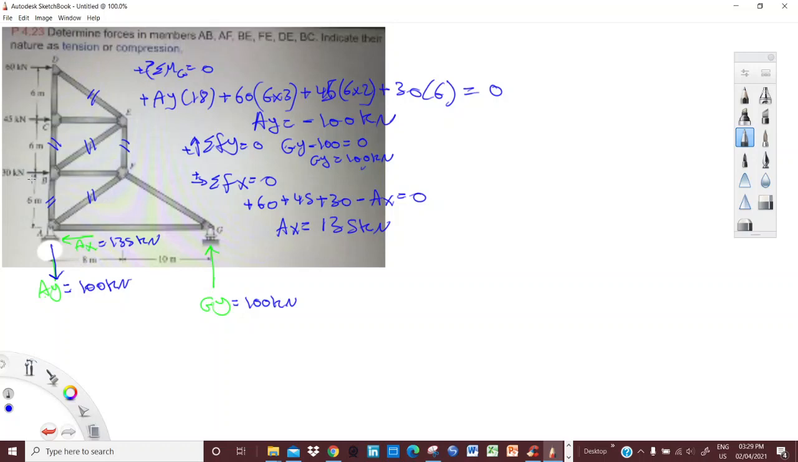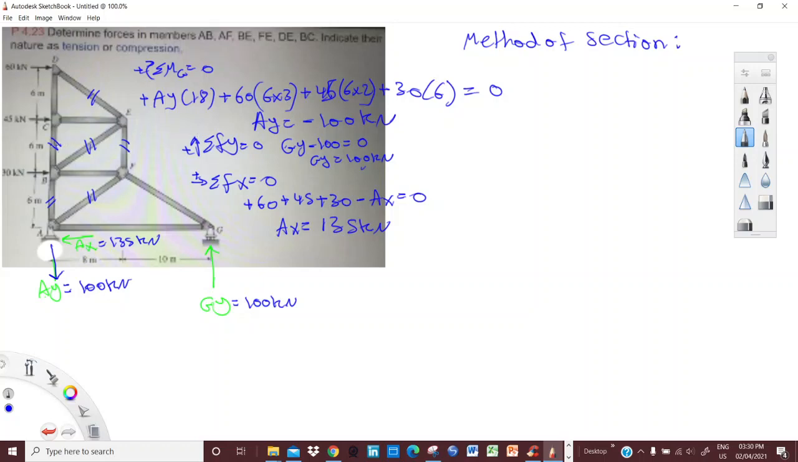Don't forget, when you do the method of joints and method of sections, to include the external loads and the reactions of the support. So let's start by doing the method of section. To do it, you need to do a full cut. You need to cut the structure through three members.